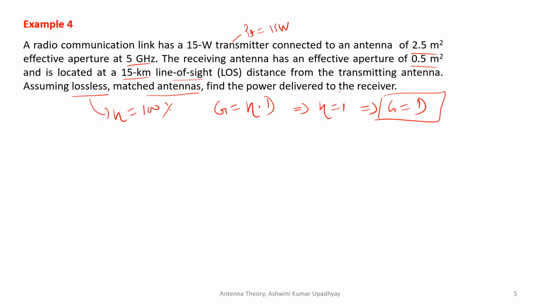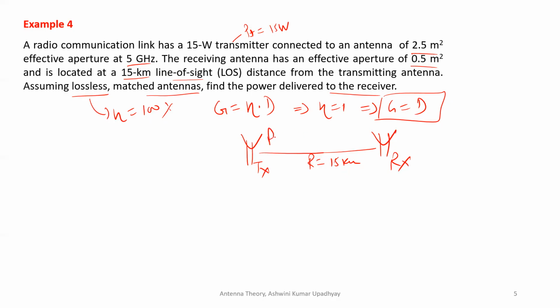So we have to find the power delivered to the receiver. So as we saw in the radio communication link lecture, there is a transmitting antenna and there is a receiving antenna. The distance between these two antennas, which is r, is given as 15 kilometers. So we will convert it into meters for calculation.